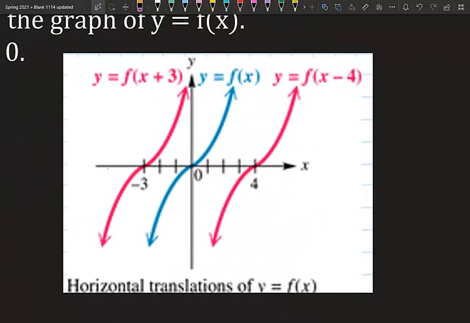So this is if we did f of x plus 3 and then f of x minus 4. If it's plus 3, we move left. If it's minus 4, we move right. Just like normal translations and shifts with quadratics and other graphs, if it's negative, you move right. If it's positive, you move left.